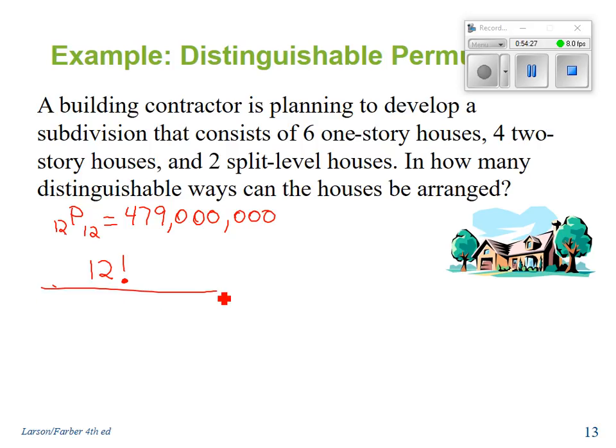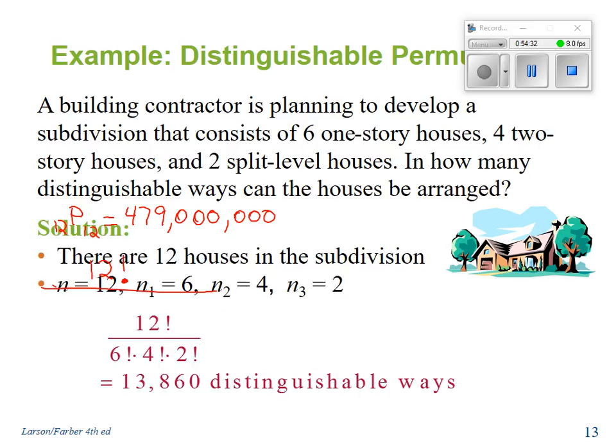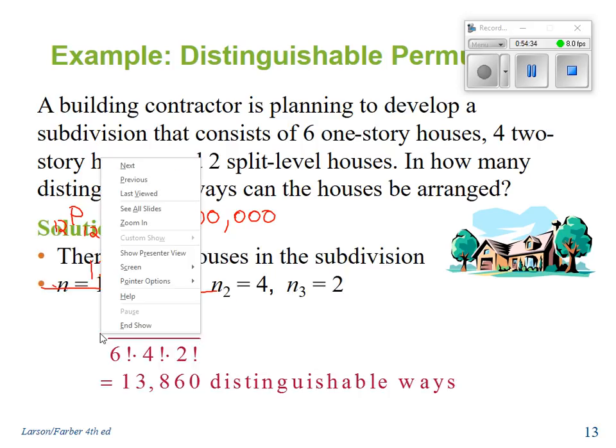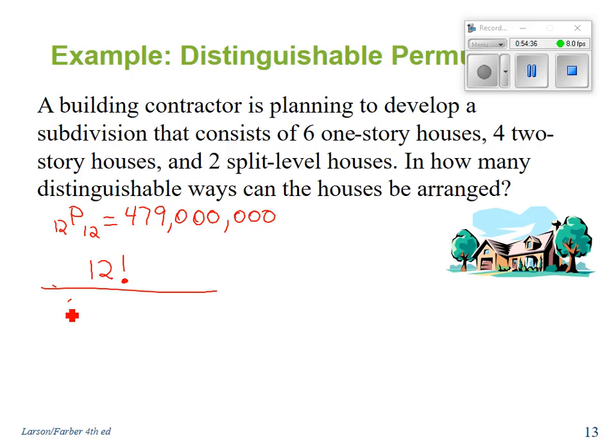On bottom, we got 6 one-story houses. So we got 6 factorial. We're going to divide by that because we want them to be separated. Times, then we got 4 two-story houses, so 4 factorial. And then we got 2 split-level houses, so 2 factorial.